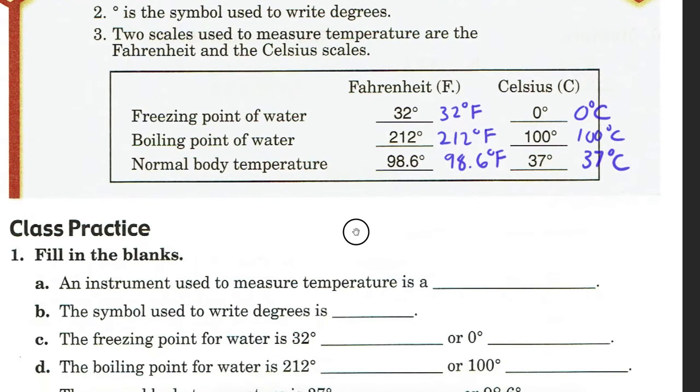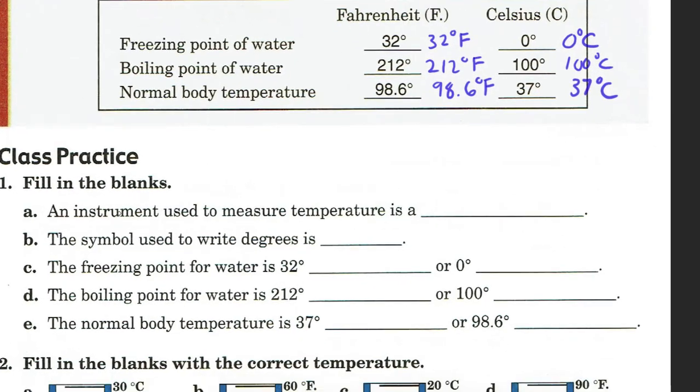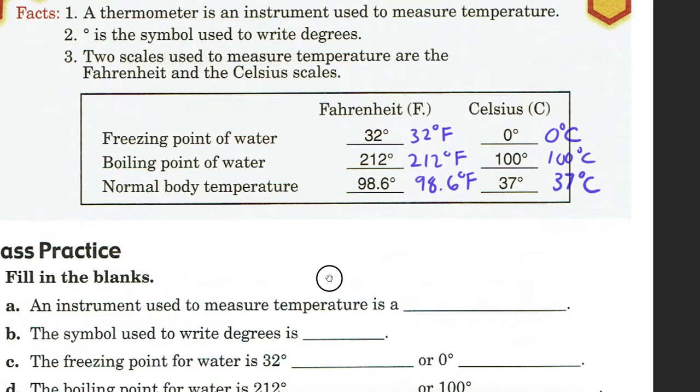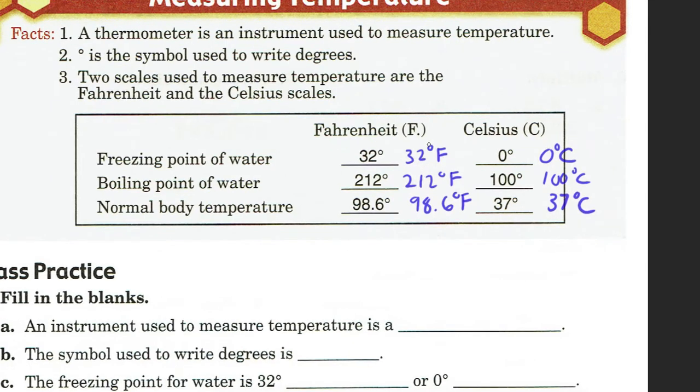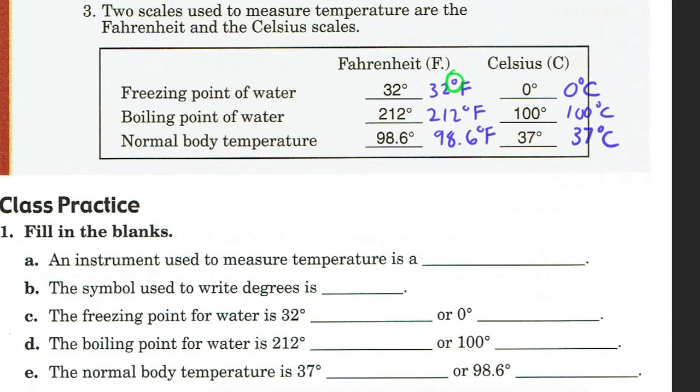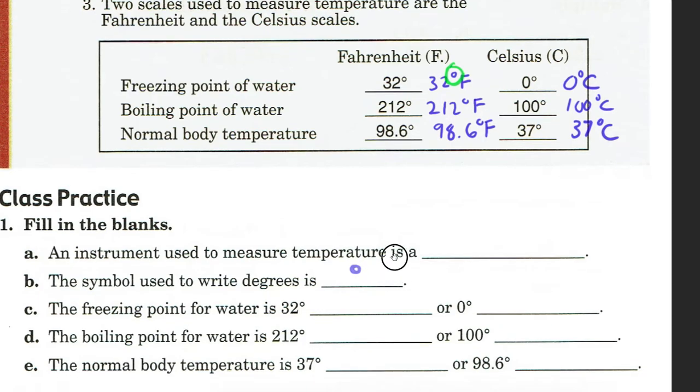So let's look at our classroom problems here. Fill in the blanks. An instrument used to measure temperature is, we just went over it, so hopefully you know the answer to that. The symbol used to write degrees is, so if you notice here, when I wrote 32 degrees Fahrenheit, what symbol represents the word degrees? Yes, the symbol here, the little circle I have up here. So all you would need to do for B is draw the degree symbol.